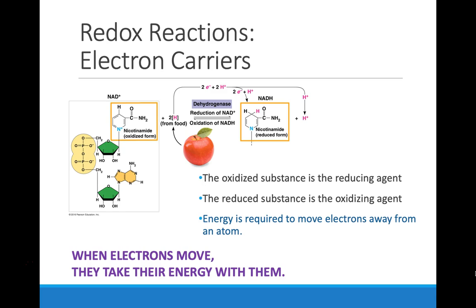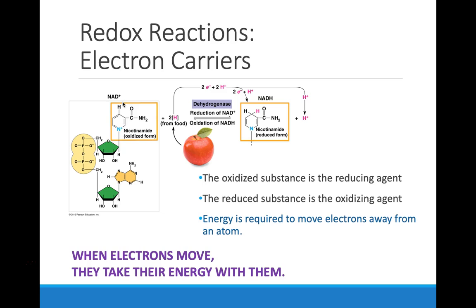Remember, if one molecule is oxidized, the other is reduced. So let's look at this NAD molecule on the left. This is a complicated molecule. You don't have to know the structure, but you do have to know its function. And the function of this NAD molecule is to pick up electrons and move them somewhere else. So in the process, this NAD picks up or gains an electron. So remember, reduction involves gain. So this molecule is reduced.